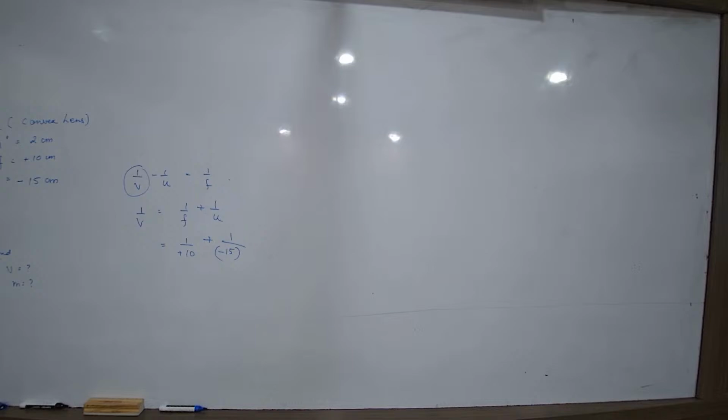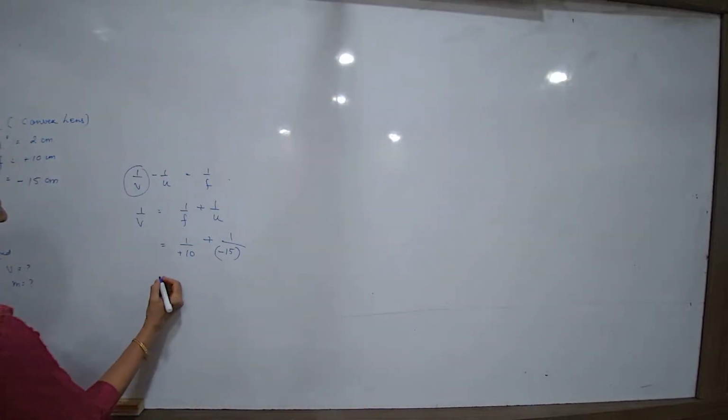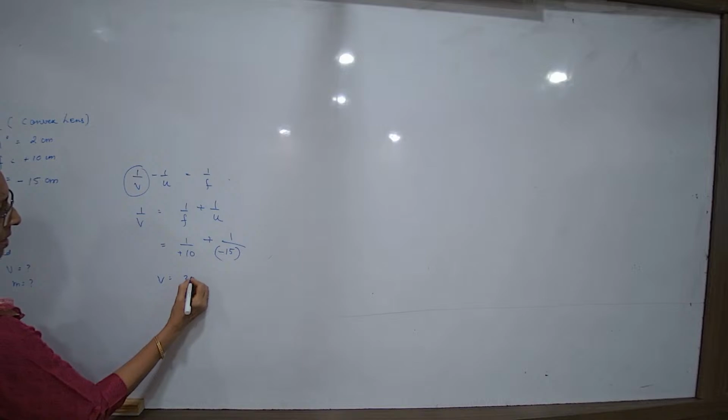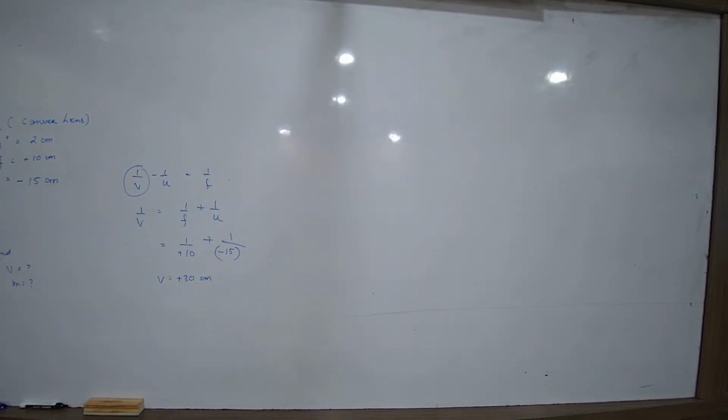So where is your image formed? According to the answer that you are getting, V is equal to 30 centimeter and it is plus. Very good. So it is coming on this side. So it is a real image. If it is real, it has to be inverted. So this is how you get it.